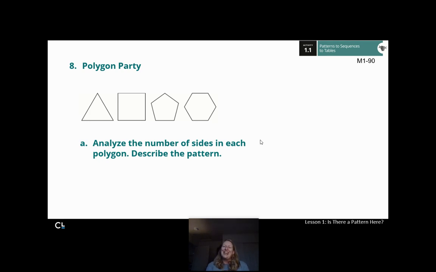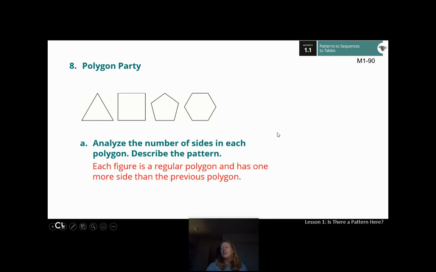Analyze the number of sides in each polygon and then describe the pattern. Well, we had 3 sides, and then 4 sides, and then 5 sides, and then 6 sides. So each of these figures is a regular polygon. That just means it's equilateral and equiangular. So the sides are all the same length and the angles are all the same measure. Each figure is a regular polygon and has 1 more side than the previous polygon. I got an equilateral triangle, a square, a regular pentagon, and a regular hexagon.